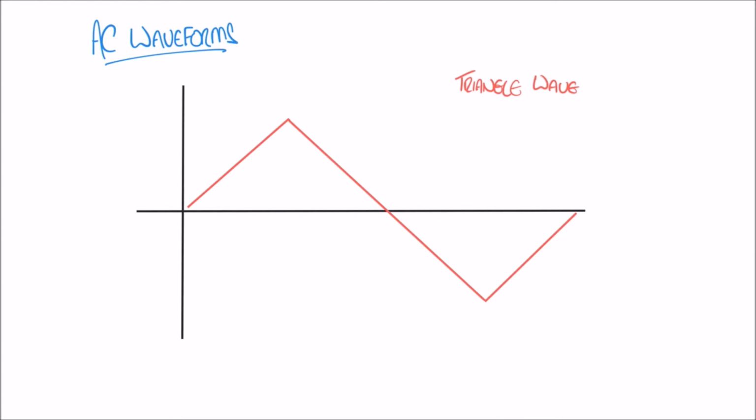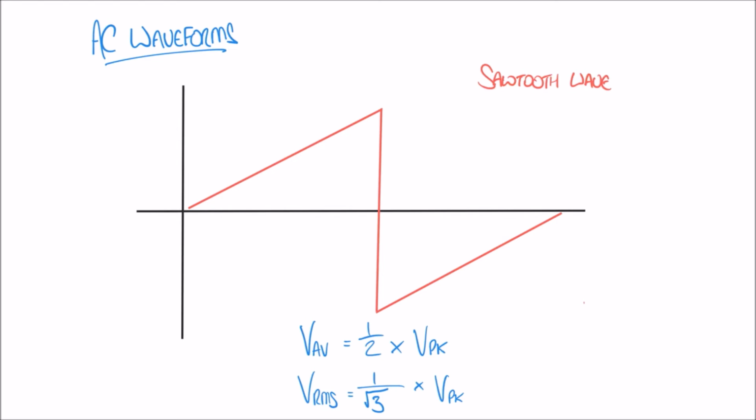We've looked at sine waves in our example there, but there are other types of waveforms as well. Here's an example of one called a triangle wave. And similar to a triangle wave is another type of waveform called a sawtooth wave. Now, one thing to bear in mind is for triangle and sawtooth waves, the average voltage and the RMS voltage are calculated differently to the sine wave that we saw previously. So if you see here, the average voltage is 1/2 or a half times the peak voltage. And the RMS voltage in this case is calculated as 1/√3 times the peak voltage. And that applies to both triangle and sawtooth waves.